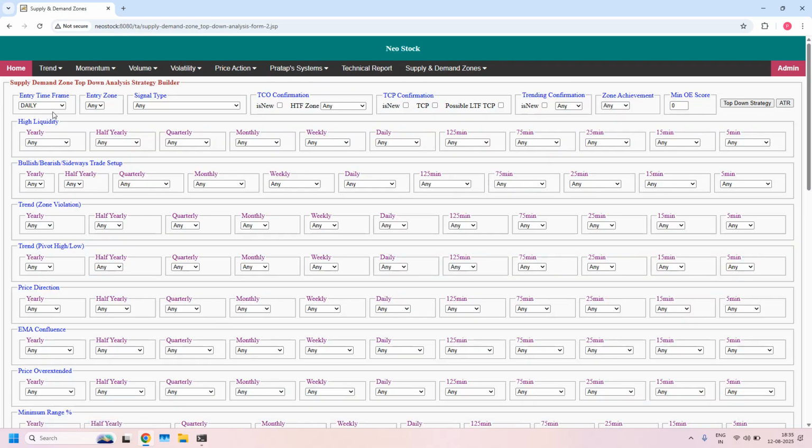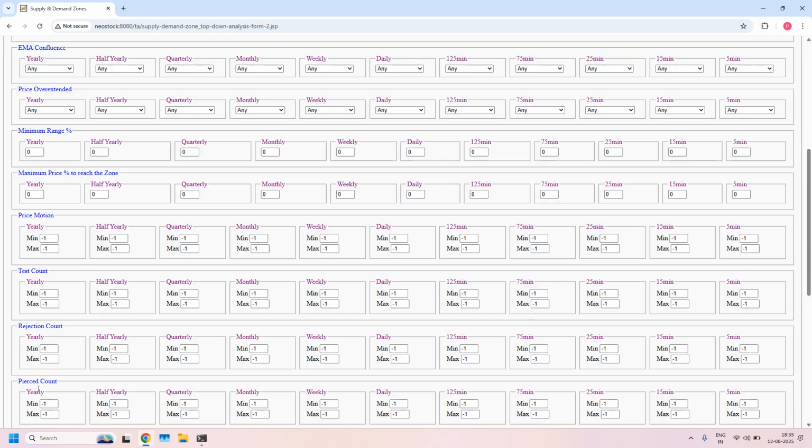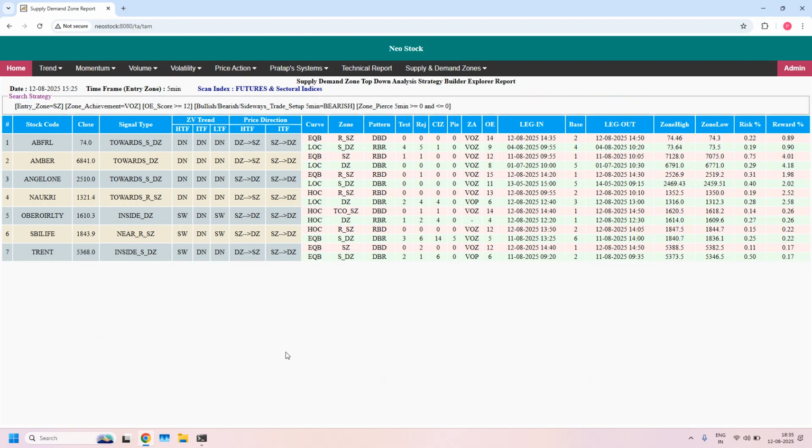Next, hourly income trade bearish trade setup, entry time frame 5 minutes, entry zone, supply zone. Here bullish or bearish at 5 minutes, I am selecting bearish. Zone achievement violated, opposing zone, minimum odd enhanced score 12, and also 5 minute supply zone should not be pierced. So in the pierced count parameter at 5 minutes time frame, minimum value 0, maximum value 0. With these filters, we got 7 stocks supporting bearish trade setup for hourly income trade, and entry time frame zones are 5 minute supply zones.